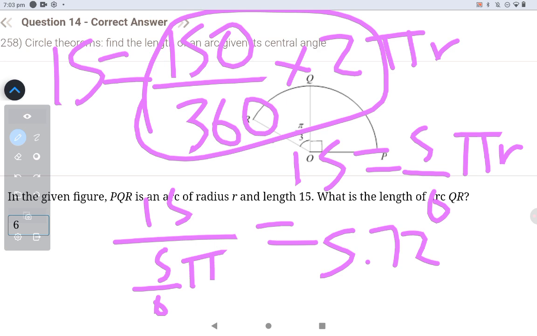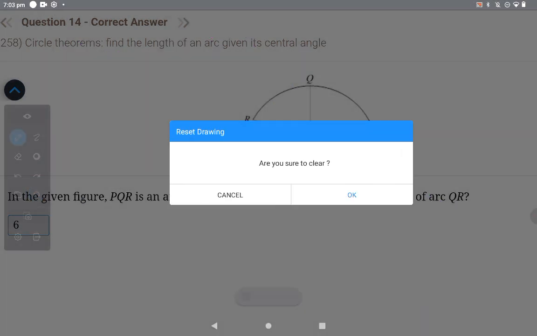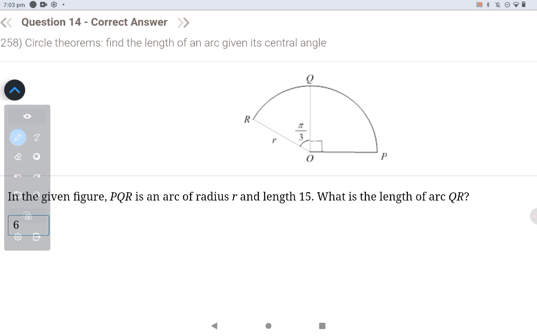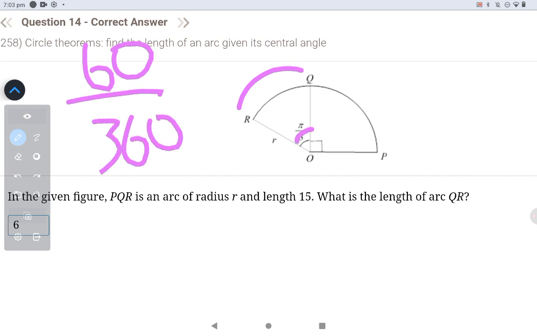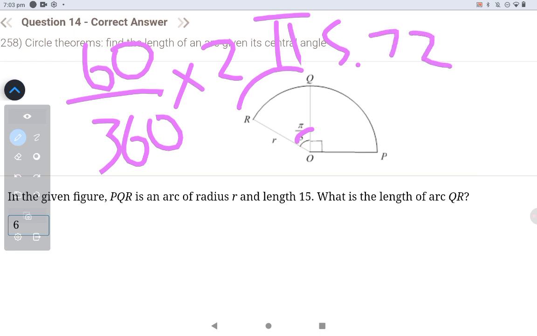Now what do we need to find? We need to find the length of arc QR. Now we have everything we need to find the length. We know it's theta over 360, so 60 over 360, since the angle here is 60 like we said, multiplied by 2 pi times the radius we found, 5.72. Now just do it, and we get the length of our QR.